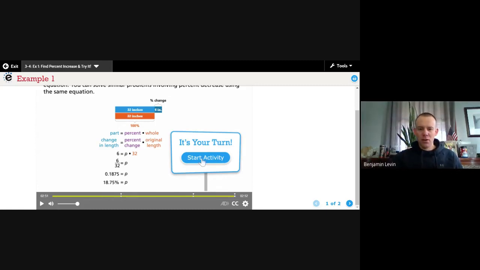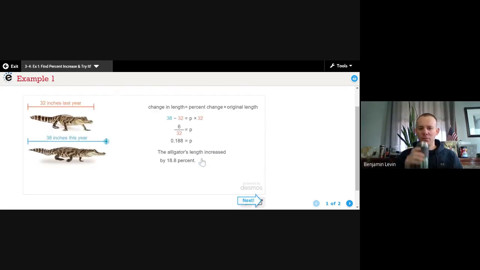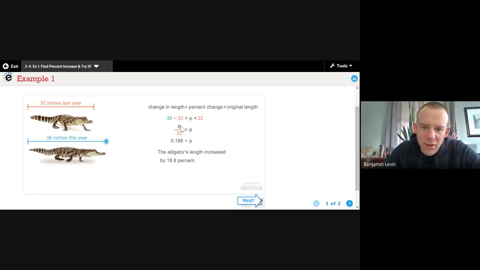So let's start the activity. This is exactly what we just did, so I don't know what this is asking us to do. This is the same problem. The change in length equals percent change times original length, right? That's how we got, it's just showing how we got what we got, right?